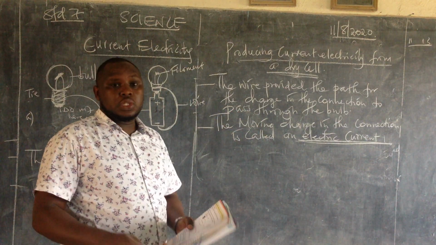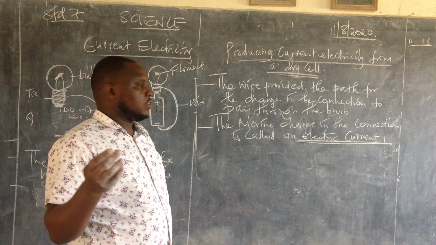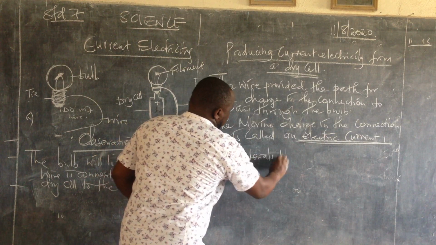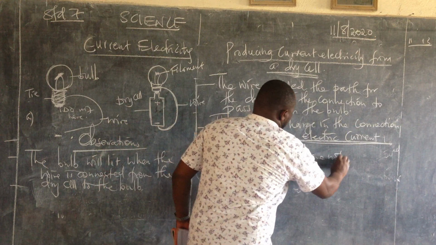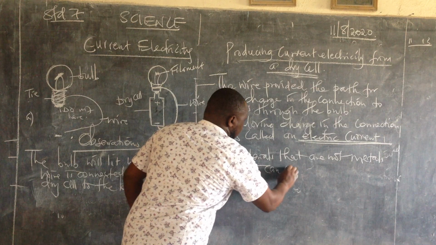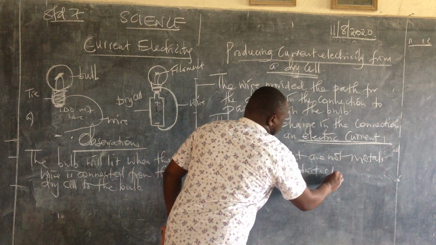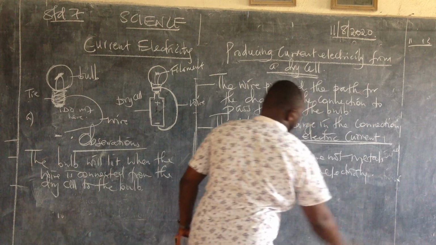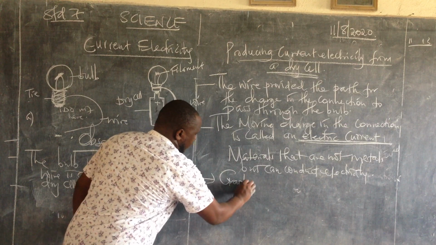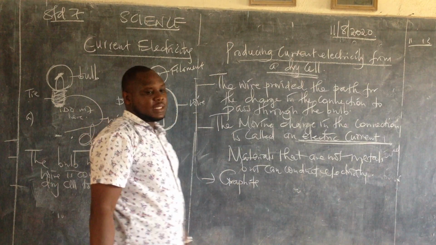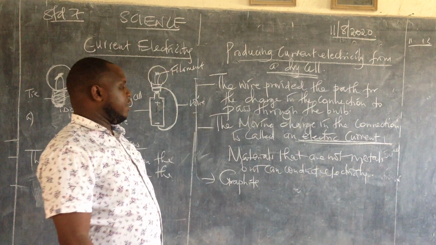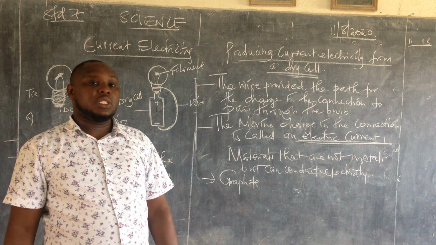But we have other materials that are not metals, but are good conductors of electricity. Let me just mention them. Materials that are not metal but can conduct electricity. Which are these materials? Number one, we have what we call graphite. If you look at your pencil, the black part that writes is called the graphite. So graphite is a good conductor of electricity.